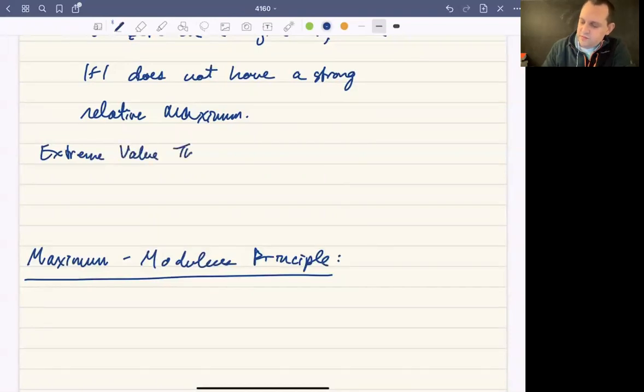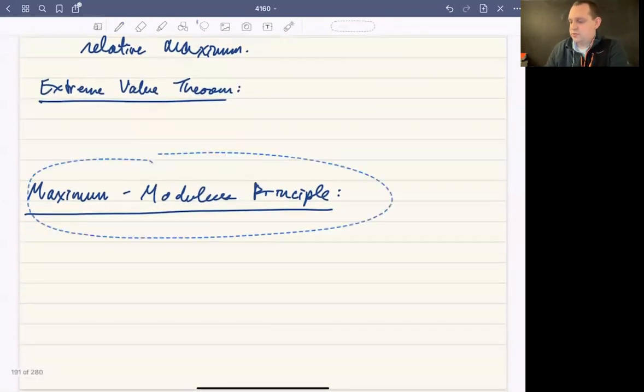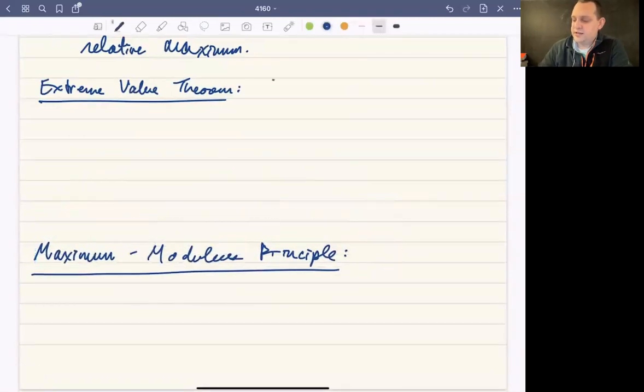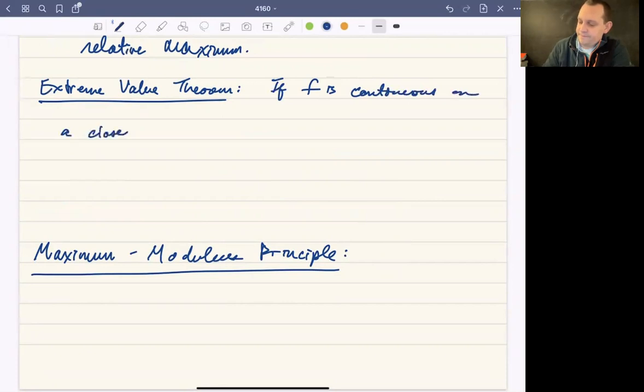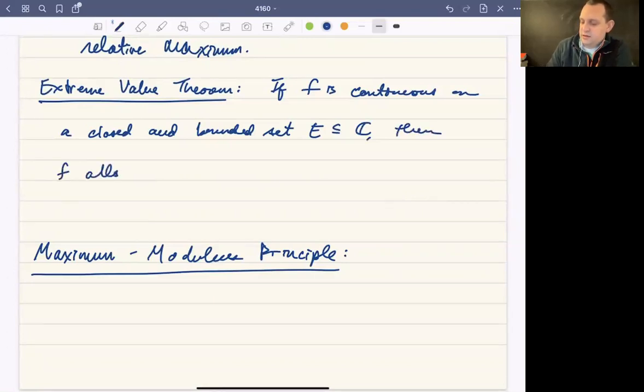Okay, so the extreme value theorem. I'll come back and talk about the maximum modulus principle in just a second, but the extreme value theorem says that if f is continuous on a closed and bounded set E, then f attains a maximum and minimum value on E.